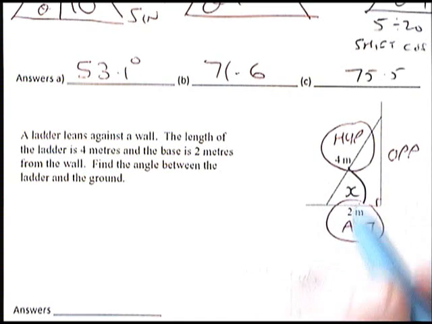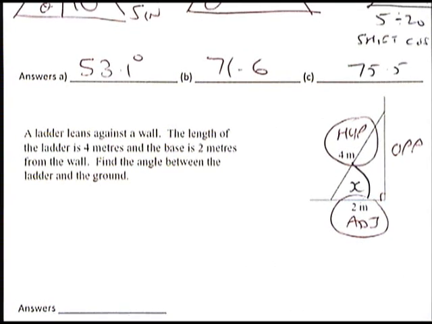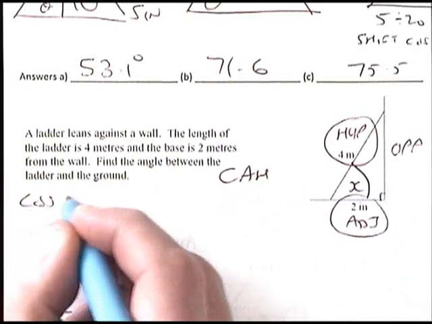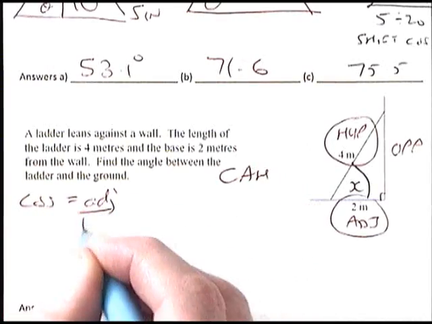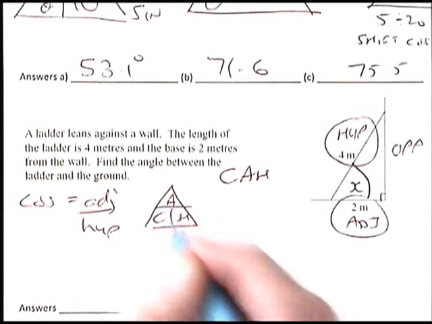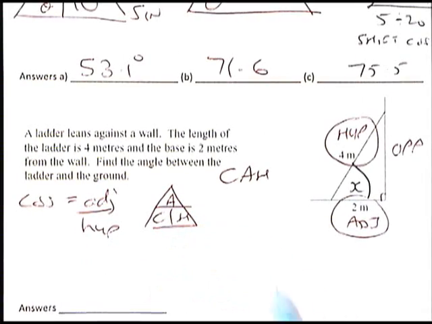And if you look back at the SOHCAHTOA thing, for an H and an A, which word is it going to be? Yep, CAH. It's cos. Okay, so cos is adjacent over hypotenuse. Put the small formula triangle down, CAH. Make sure you get it in the right order.